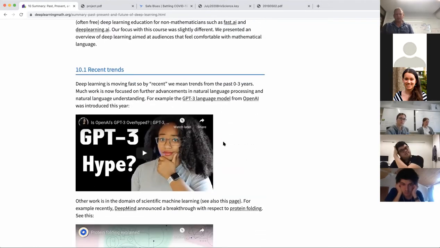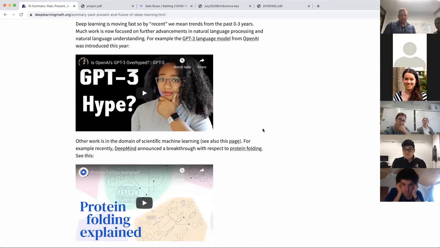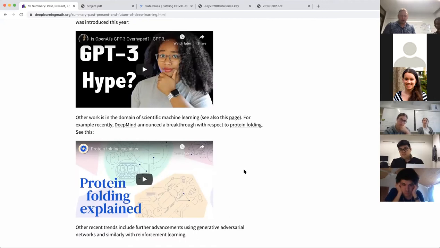Of course, there's a whole bunch of recent trends, and I recommend looking at what GPT-3 is. It's kind of a huge engine that's been trained this year. And even a few months ago, there was potentially a breakthrough with something called protein folding. So image recognition and great CNNs are in a sense old news, and AI is moving into new directions.